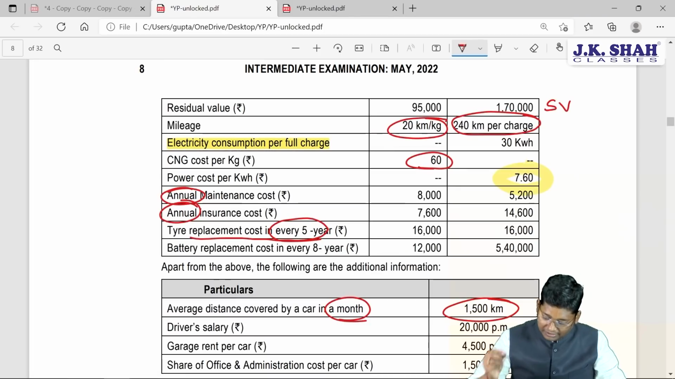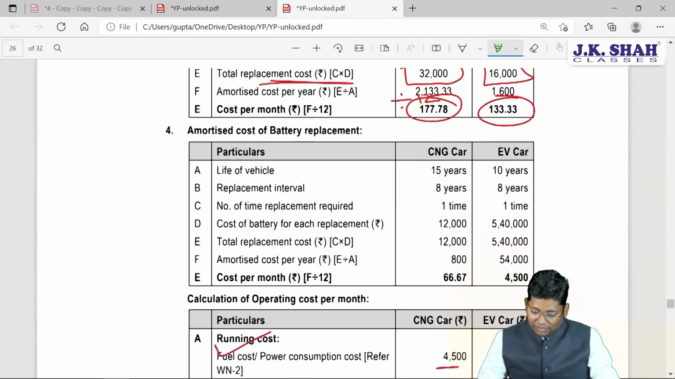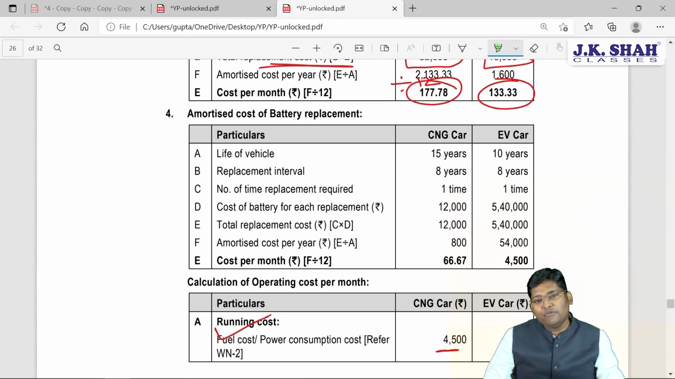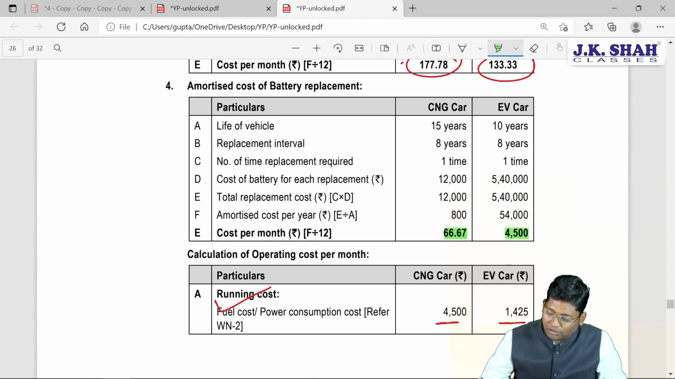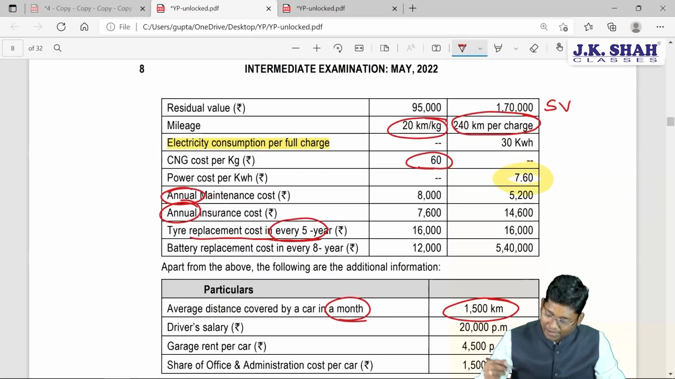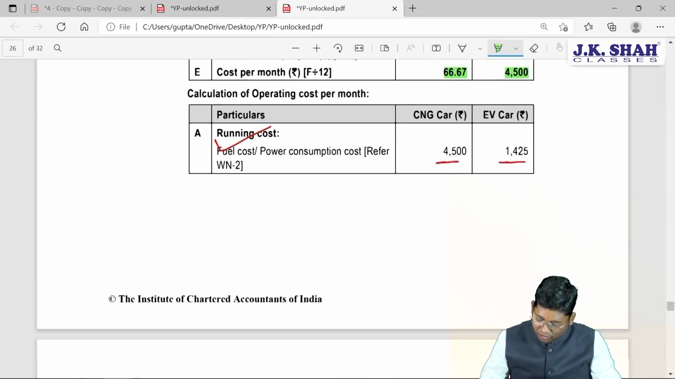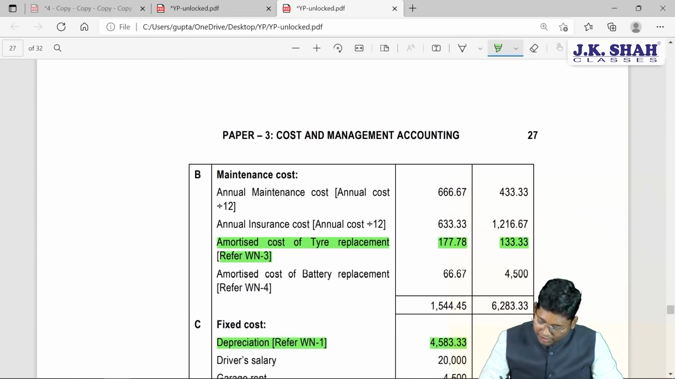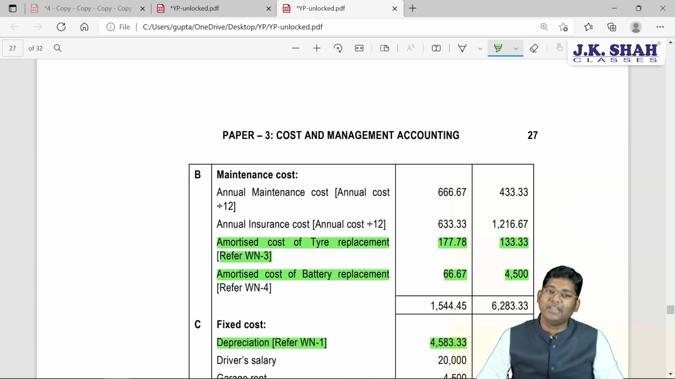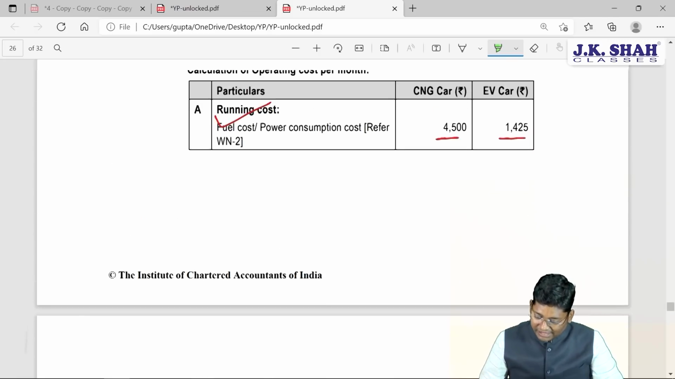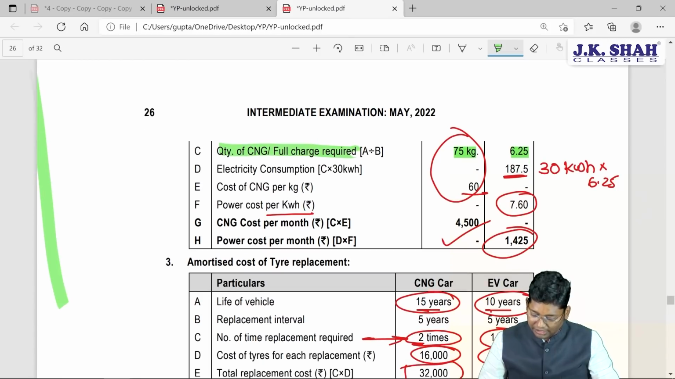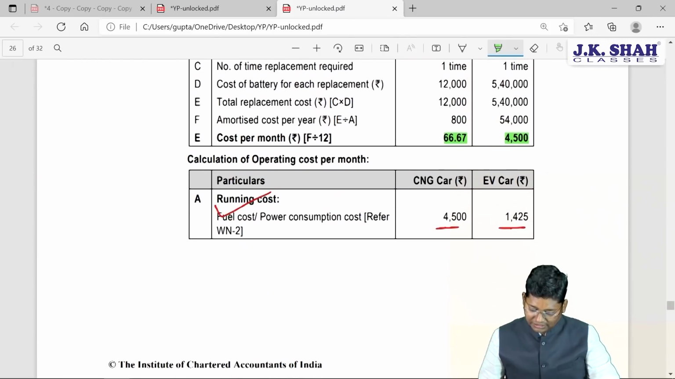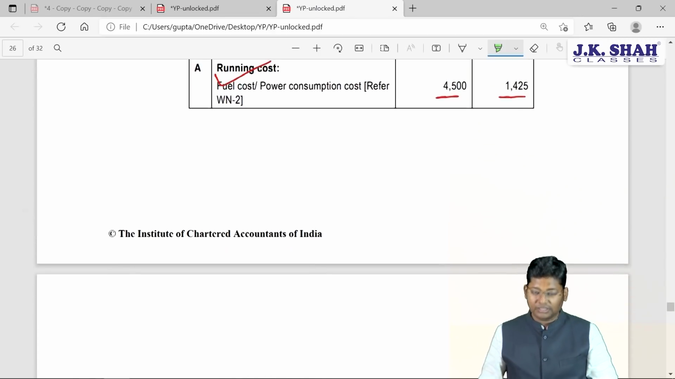Done. Then if you check the next working note, in working note number 4, the same working is done for the battery replacement, and they have computed the battery replacement cost using the same concept and same parameters. Battery replacement cost is also recorded in your maintenance cost, because it is also required for maintaining the vehicle's battery. After working note number 3 and working note number 4, we have recorded the operating cost.